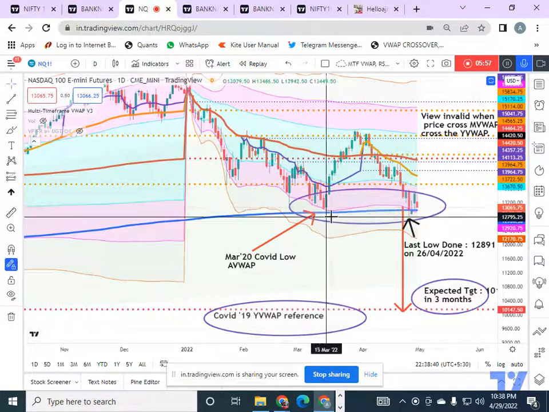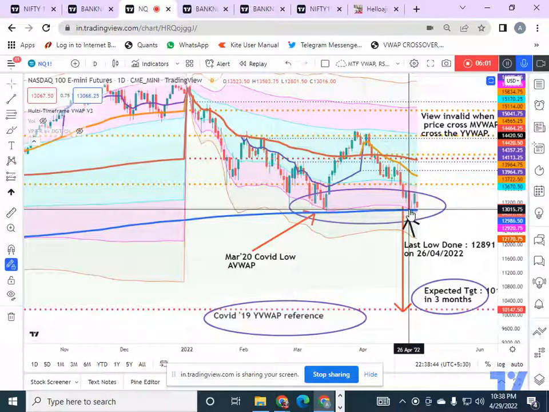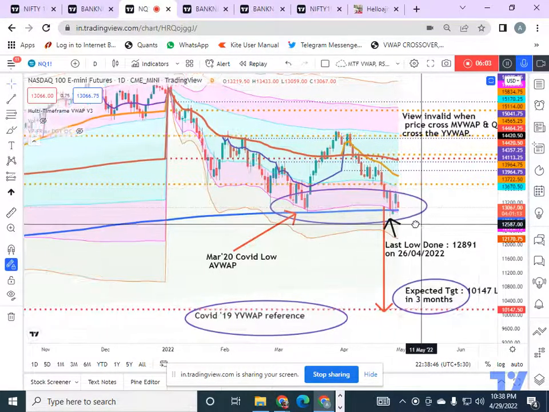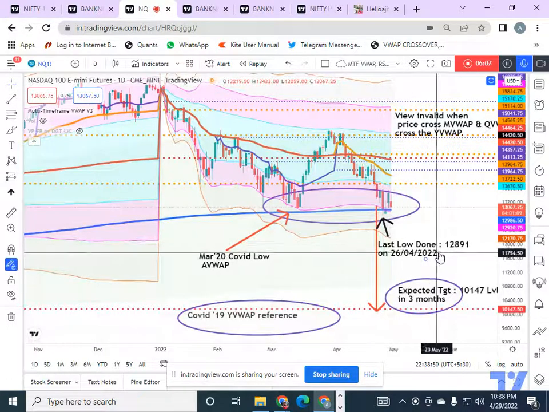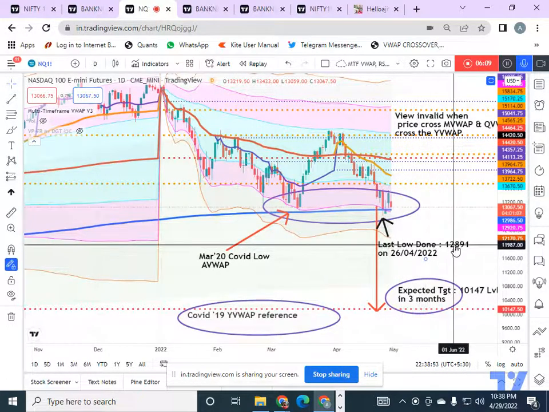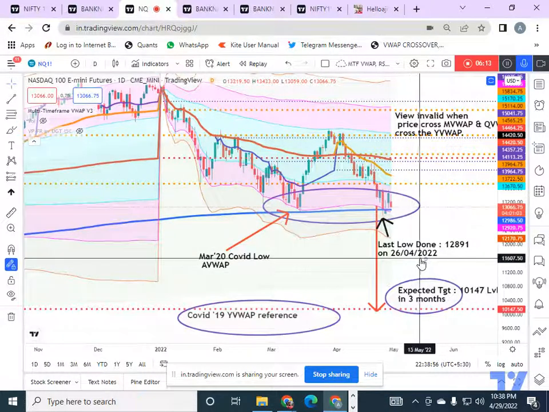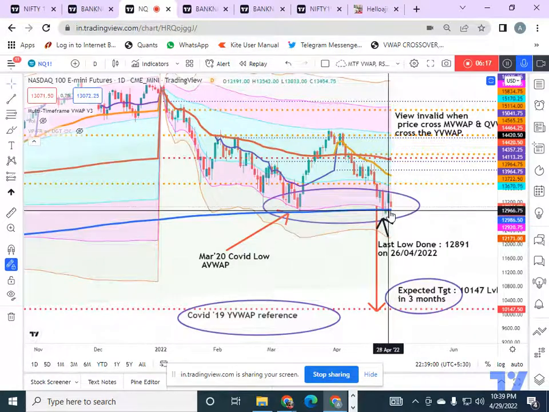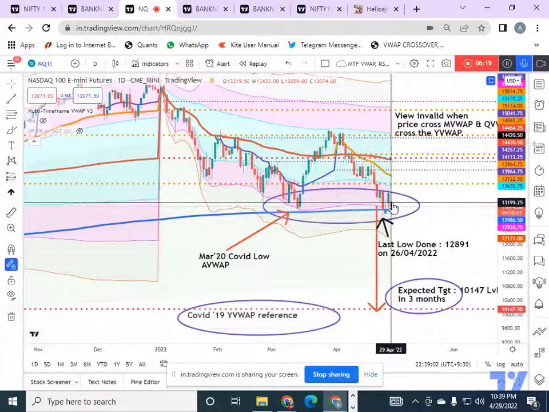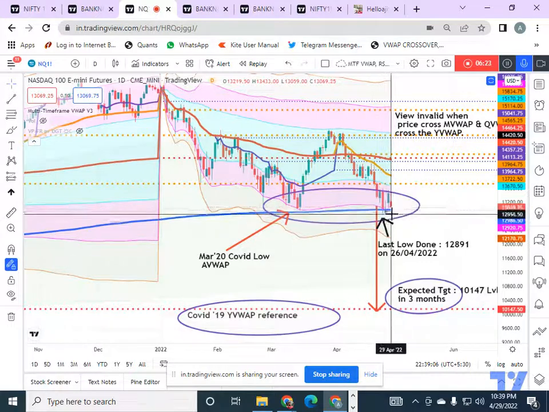These two times, March 15th and April 26th. On April 26th, a new low was already made at 12,891 levels. Now let's see whether the price will break this anchored VWAP support or not.